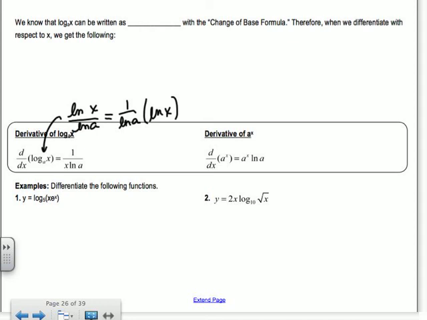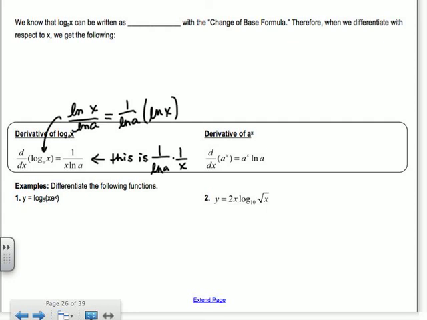So assume it's like 5. How would you do 5 times natural log of x? 5 times the derivative of natural log of x, which we know, right? It's 1 over x. So that means that the derivative is going to be 1 over the natural log of a times 1 over x. Do you guys see it? So it's 1 over the natural log of a times 1 over x. That's where that came from. So 1 over x natural log of a.